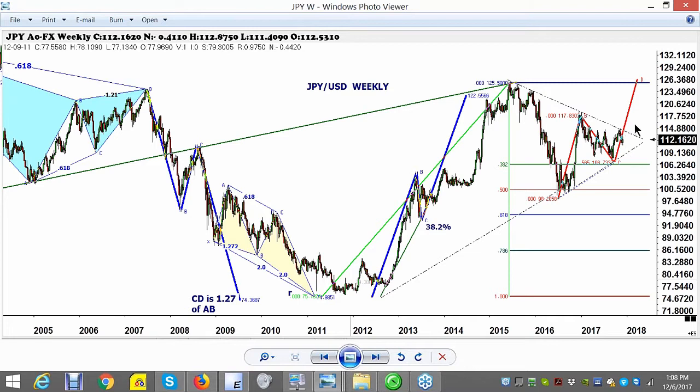If we can clear 115, folks, we're going to be looking at some possible A, B, C, D patterns. It's going to take the yen a great deal higher. Remember, this yen used to be 360 back in 1989, so it's got a long way to go if it decides that it wants to do it.